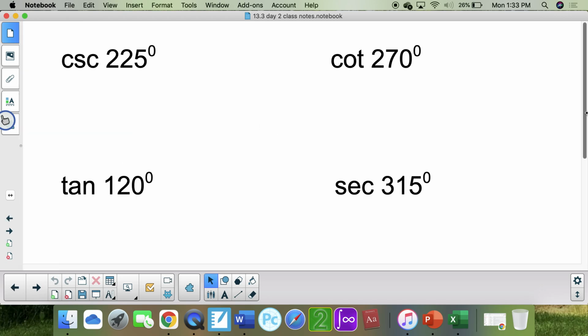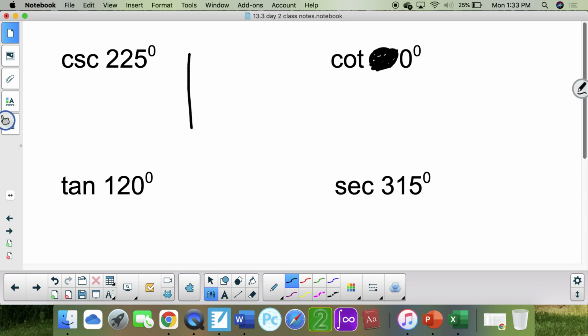Okay, this would be day 3 for 13.3. These are just more and more and more examples. I'm going to change this one to 0 degrees instead. Okay, let's just do 3 more or 4 more. This is the last day of this same stuff. Make yourself a picture.